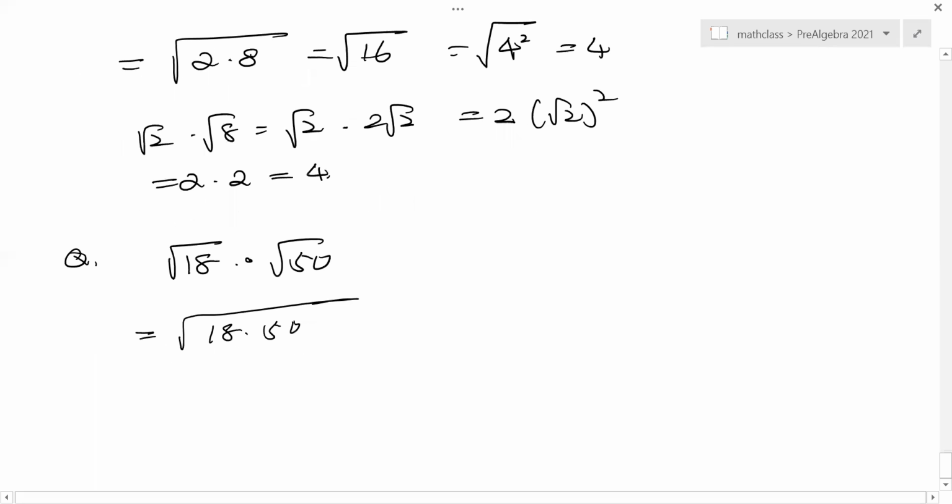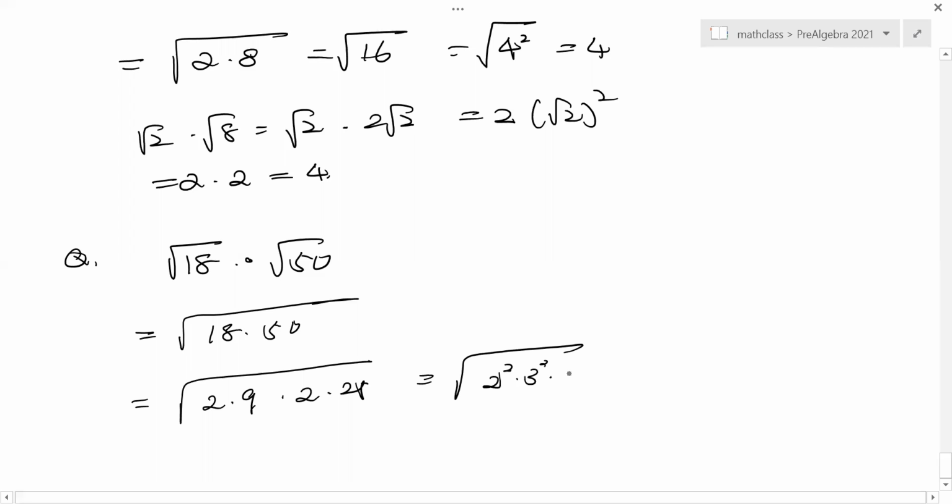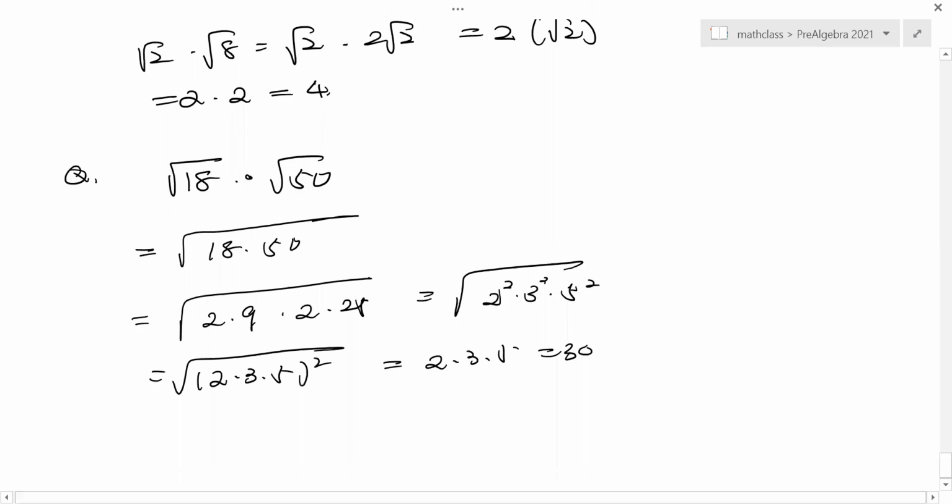Then you multiply this out, or you just simply write it as 2 times 9 here and 2 times 25. The 25 and the 9 both are perfect squares. Then you get 2 squared. 9 is 3 squared. 25 is 5 squared. So you get 2 times 3 times 5 squared. That's 2 times 3 times 5, and you can write it as 30. Okay, so 30 is the answer.